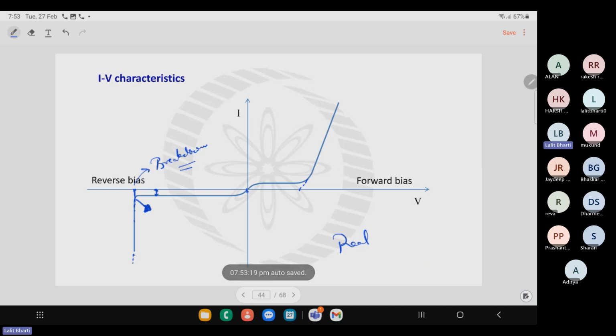That's why it's called the breakdown point. It is explained in the main lectures why you get the sudden current at this point and why the characteristics look like that. So I'm just skipping this part.